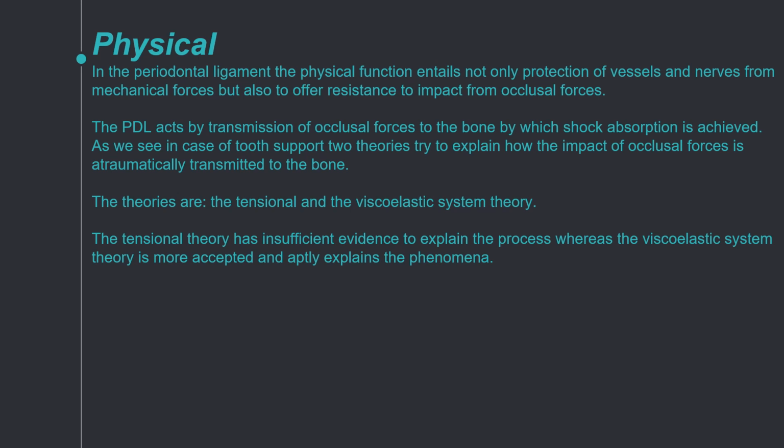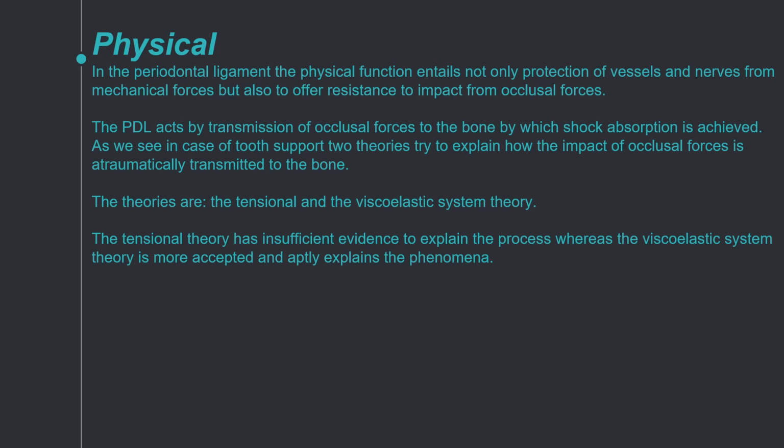What the tensional theory suggests is that when some amount of force is applied onto the tooth, the principal fibers of the periodontal ligament are more important in dissipating the force onto the jawbone. So when there is force applied, the fibers get stretched, and this in turn causes the elastic deformation of the tooth socket. By this, force is dissipated to the jawbone. So this is what the tensional theory says, but it is not much of an accepted theory. So the next theory is the viscoelastic system theory.